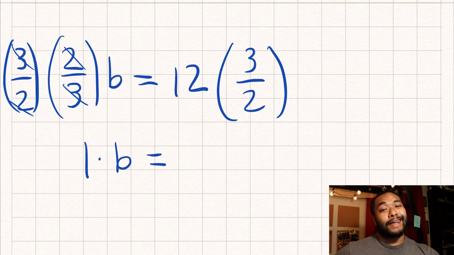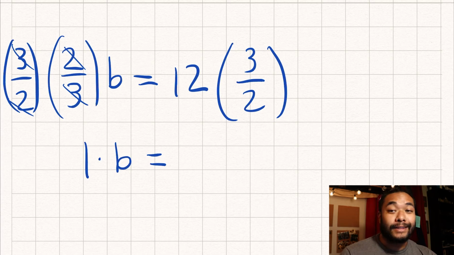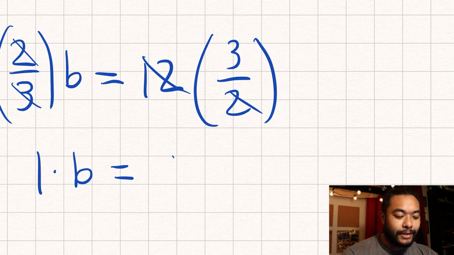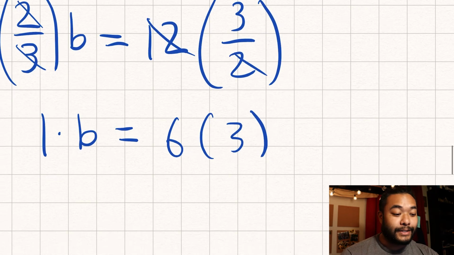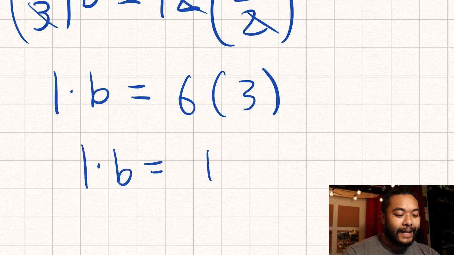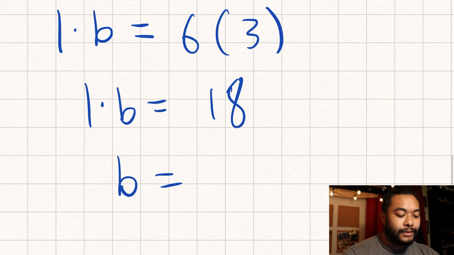You can plug this in the calculator. There's nothing wrong with that, and I'll never fault you for it. But for me, I see 12 times 3/2, and I think, well, I don't feel like doing 12 times all of 3/2. But I do know what 12 divided by 2 is. 12 divided by 2 is just 6 times 3. 6 times 3, I know that. That's 18. And I'm done. B equals 18.